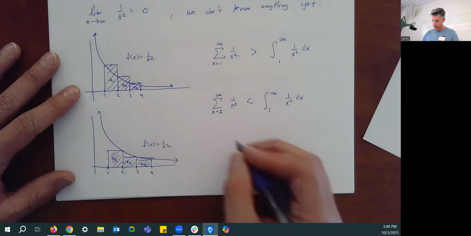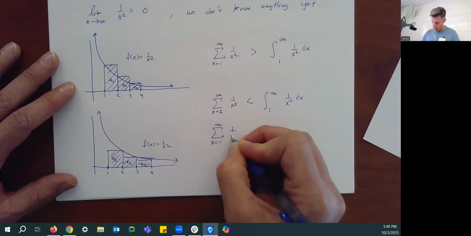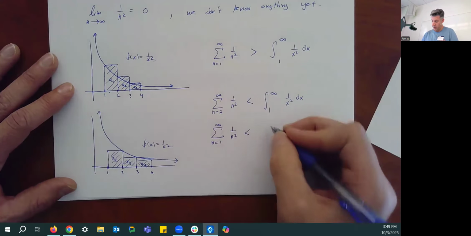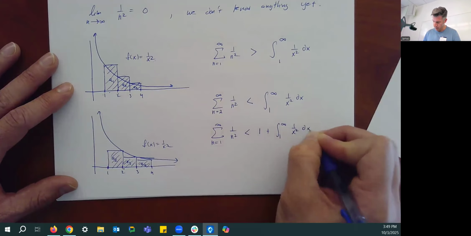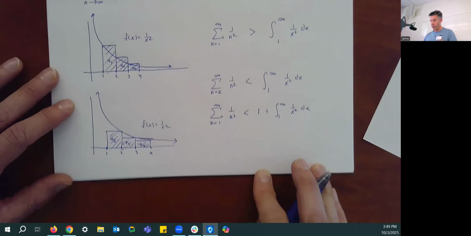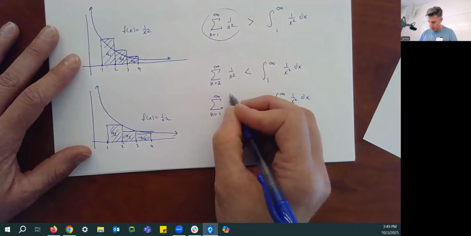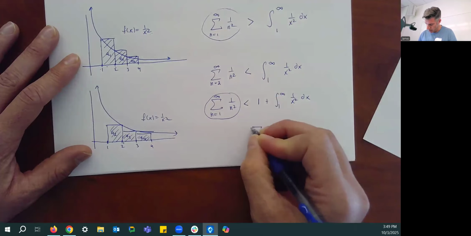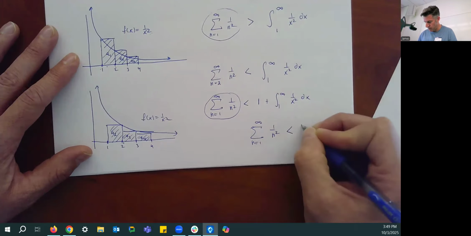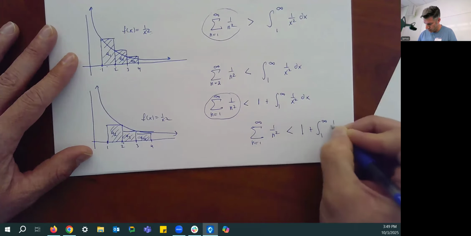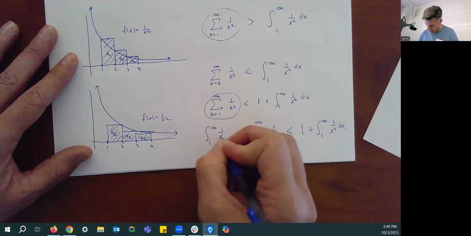So if I add 1 to both sides, then the sum from n equals 1 to infinity of 1 over n squared is less than my first term, which is a1 or 1, plus the integral from 1 to infinity of 1 over x squared dx. So very broadly, here's what we've got. We've got a compound inequality. This series is stuck between being less than 1 plus the integral from 1 to infinity of 1 over x squared and being bigger than the integral from 1 to infinity of 1 over x squared.